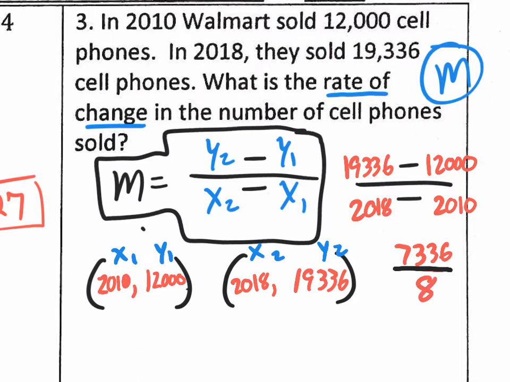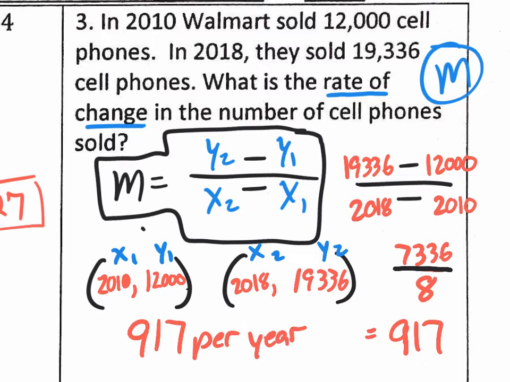Now that is the correct slope, but we need to reduce if possible. And if you take your calculator and do 7,336 divided by 8, you will get 917. So the answer to this word problem, what is the rate of change? There was 917 per year. Now what that means is 917 more each year, right, per year. So there was a rate of change of 917 per year. So that is the answer.